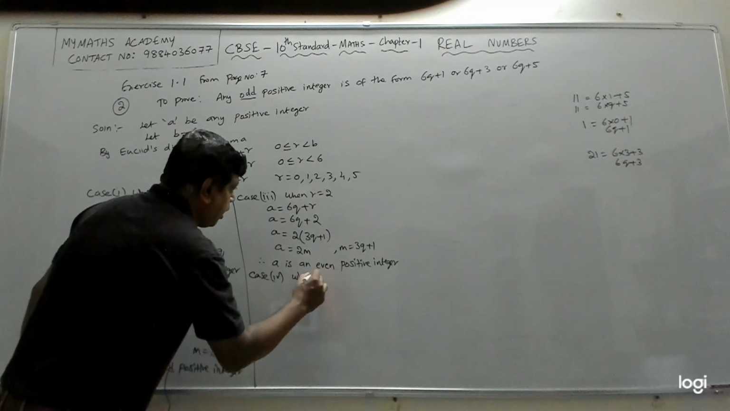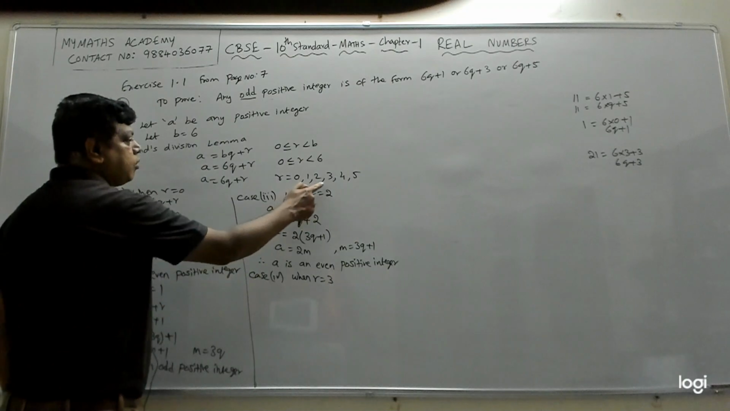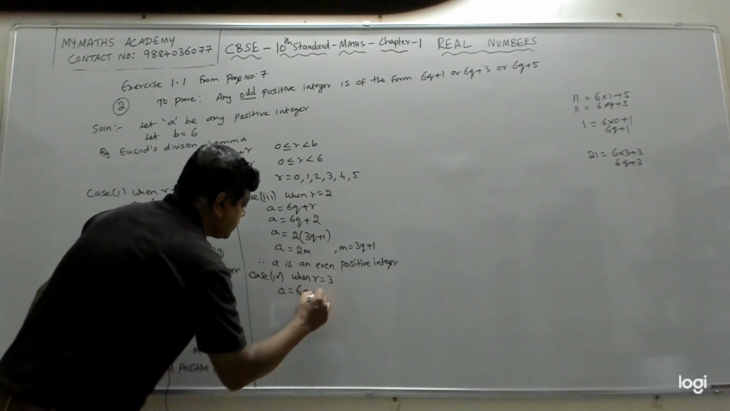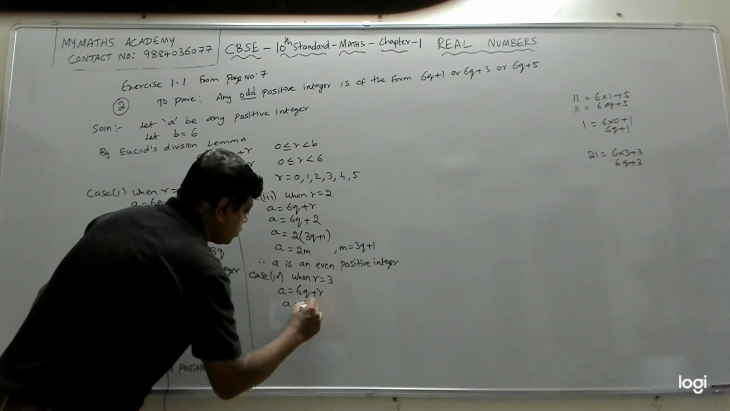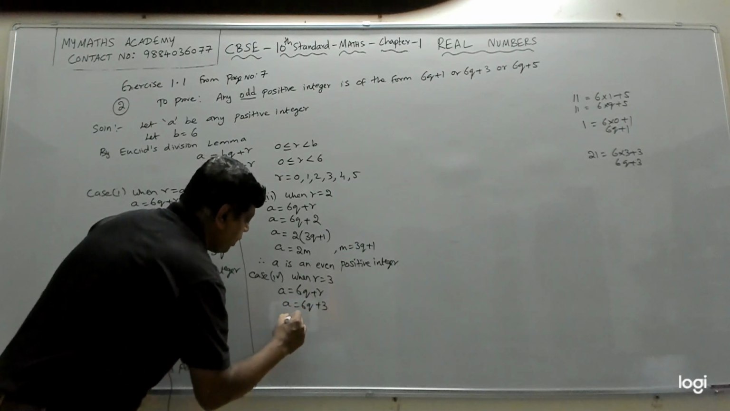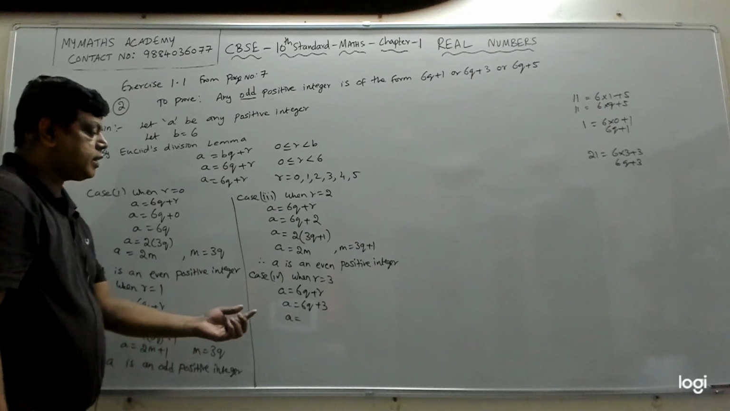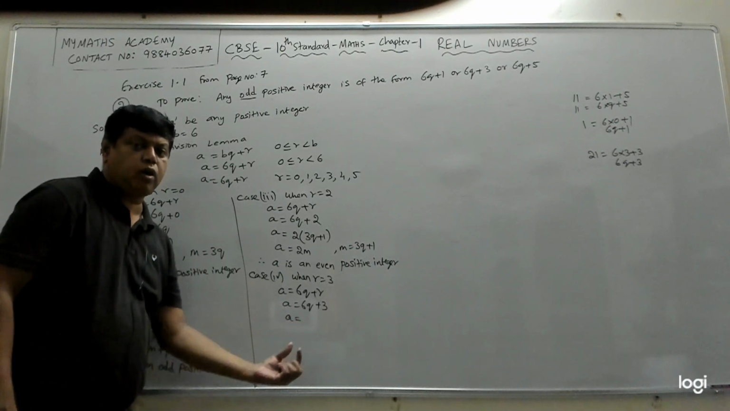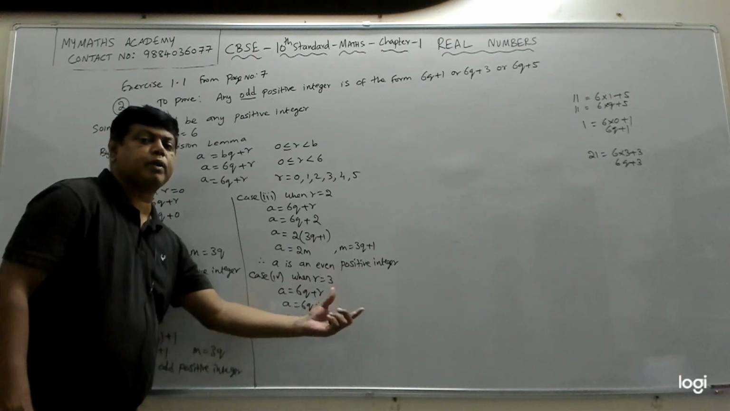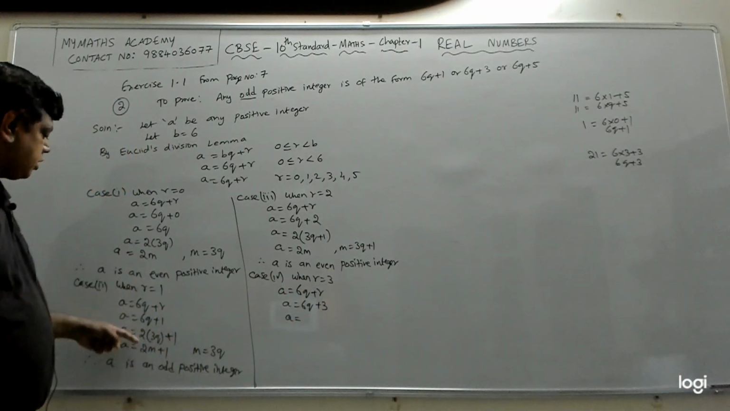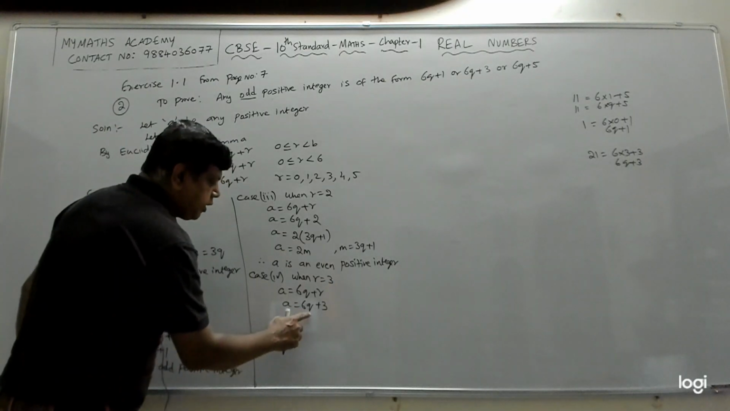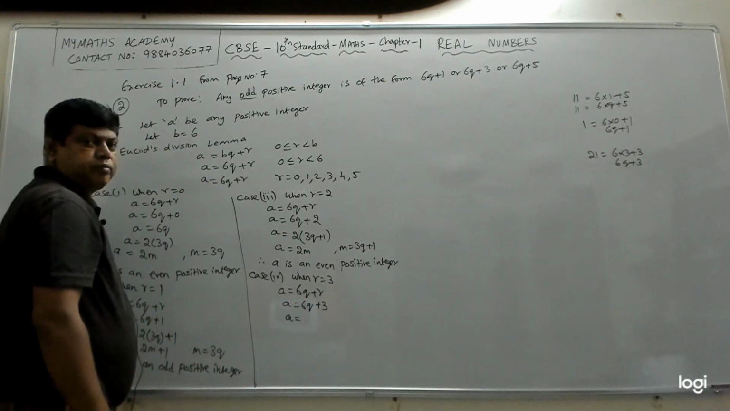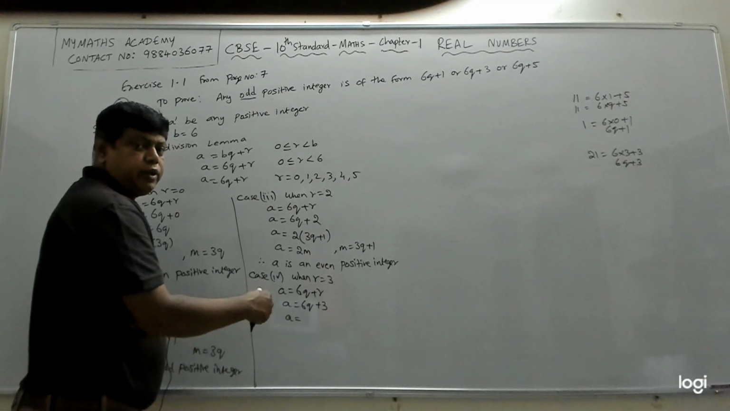When r equal to 3, and we substitute r equal to 3, my a is equal to 6q plus r. My a becomes 6q plus 3. Now here I should either write this as 2 into something, or as 2 into something plus 1. Either I should write it in this form or this form. But here I cannot take 2 common from these two. And there is no 1 also here. It is 3, but we need 1.